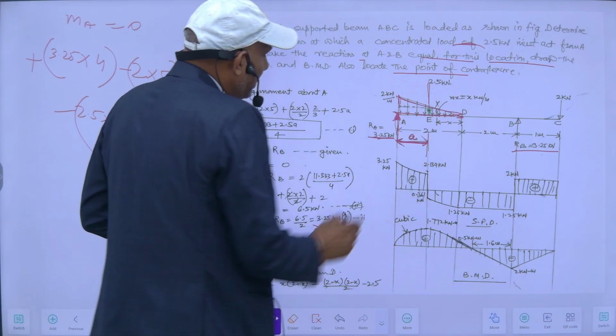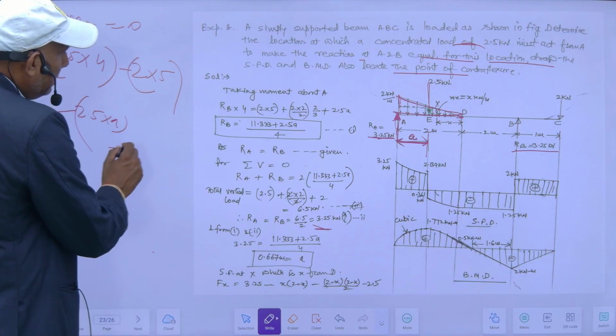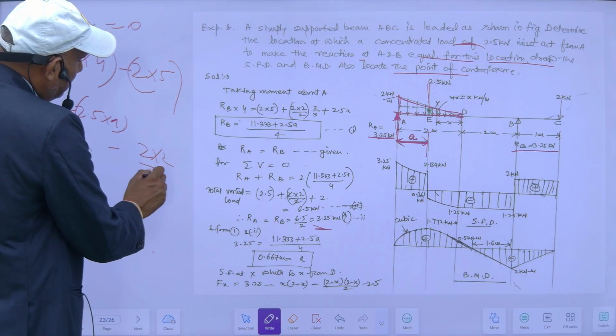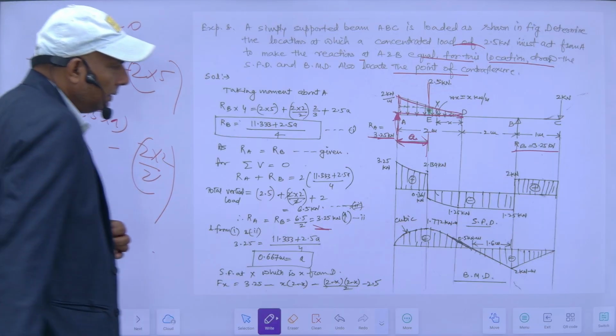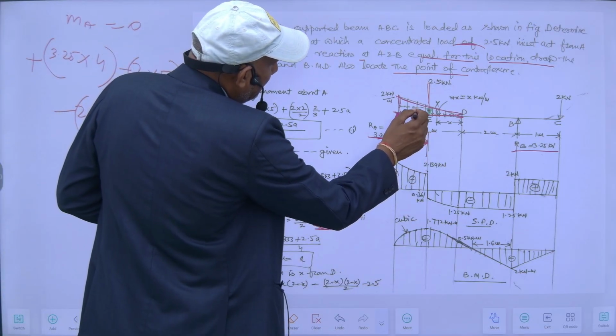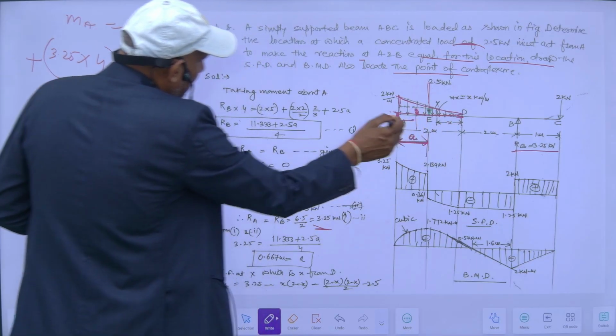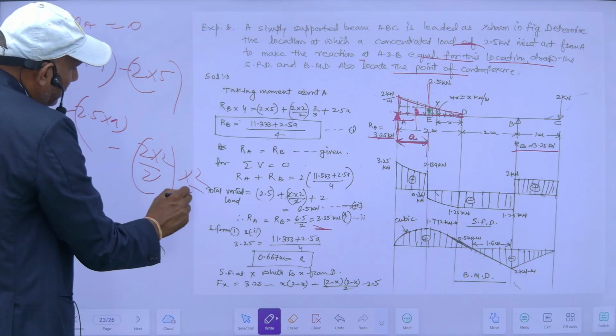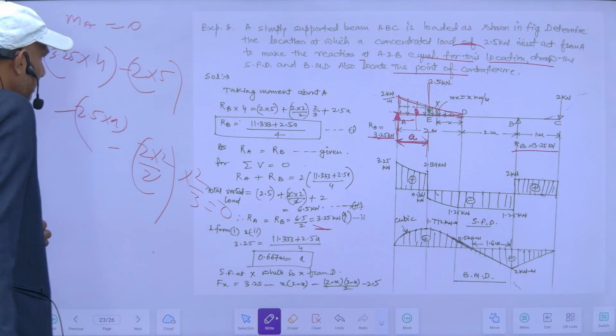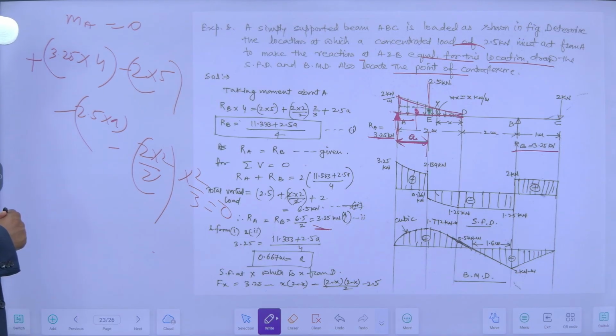So the area of this triangle is 2 into 2 by 2, that will be the area, and this will act at 1 by 3rd of this length. So if it is 2, it will be 2 by 3rd where it acts. So this should be equal to 0. From this equation I can find the value of A.